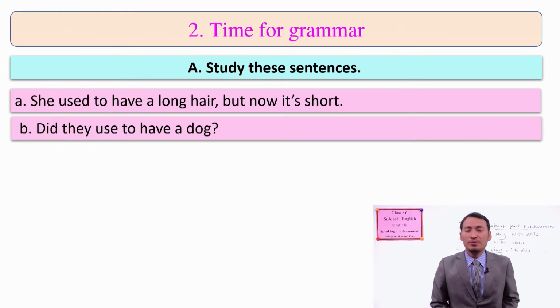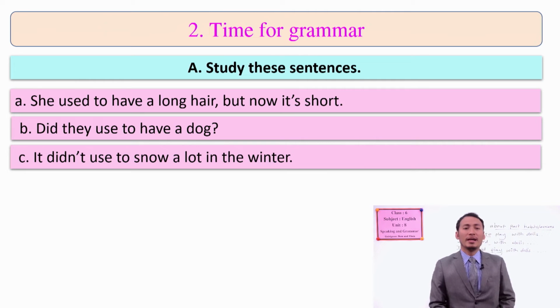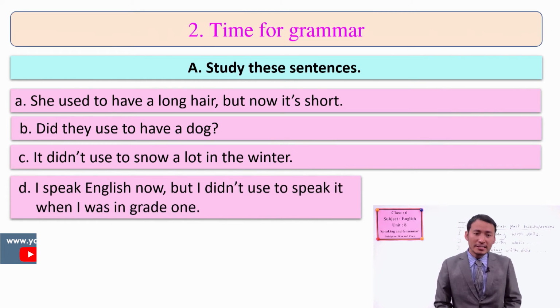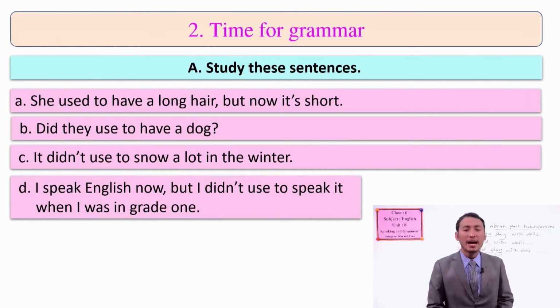Did they used to have a dog? Okay, another, when you want to make a question, look here. When you want to ask about past experience or habits, you can use did they use or did you use. It didn't used to snow a lot in winter. Okay. Another sentence is I speak English now, but I didn't used to speak it when I was in grade 1. Okay, so what you find here, you have different forms here.